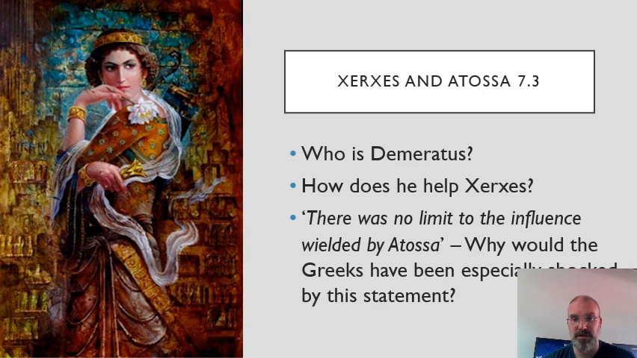So let's just have a little bit of a look at Herodotus now. Now this is an important little paragraph on Xerxes and Atossa, which I think is how it's pronounced, to avoid in Persian, and also to avoid giggling. Now, a couple of things to think about. Who is Demaratus? How does he help Xerxes? And the significance of this last sentence: there was no limit to the influence wielded by Atossa.